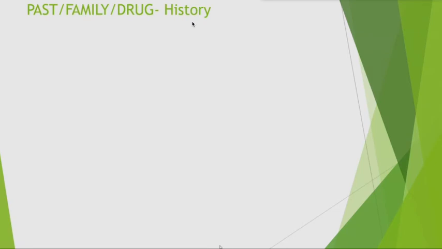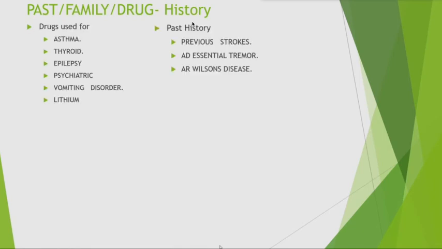Anti-epileptic drugs, lithium, right. So drugs used for asthma can produce tremor. Thyroid drugs in excess can produce problems. Anti-epileptic drugs can produce problems. What are psychiatric drugs producing tremor and parkinsonian features?